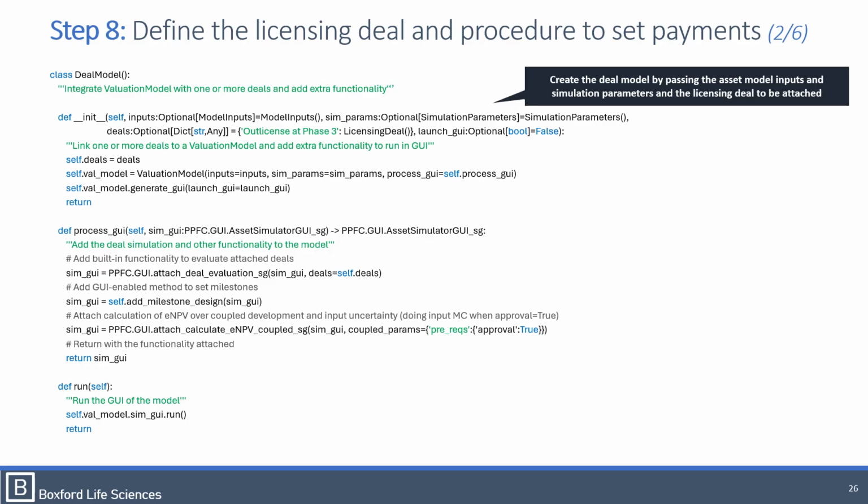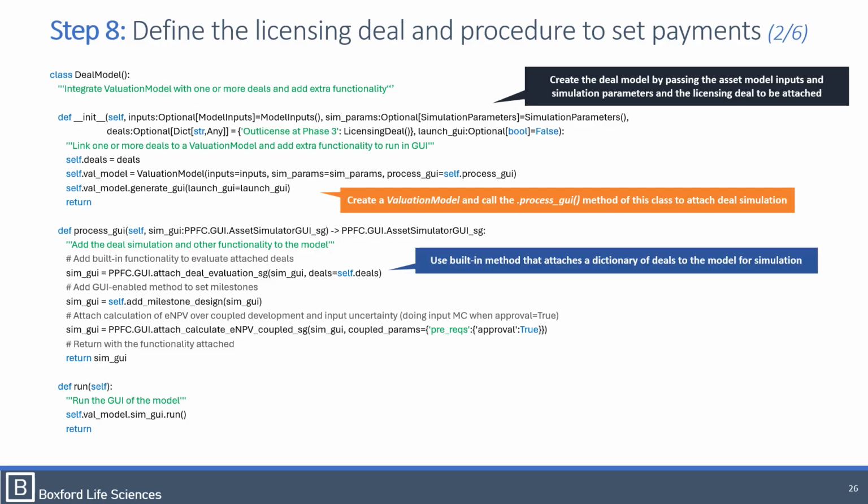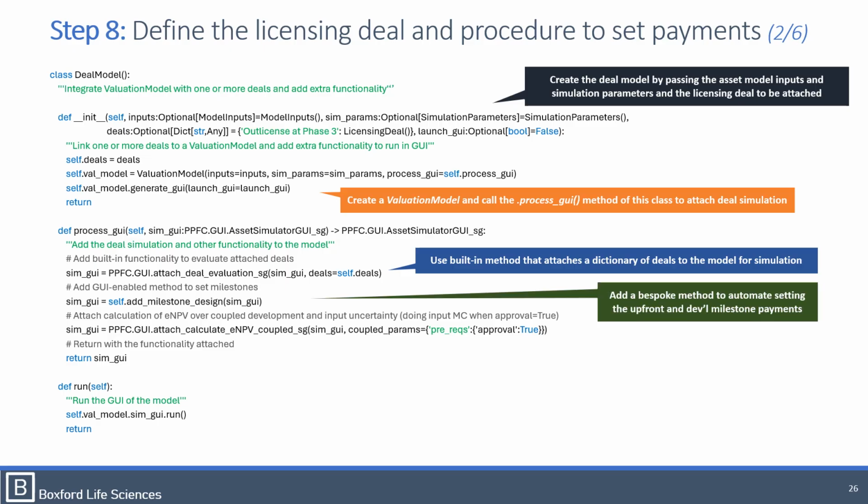generate a GUI process of that valuation model, where we now use this processing function that we've defined in here to attach the deal simulation to it. That process GUI function that we defined, the first thing we do is we add in a built-in functionality to evaluate deals, and we tell it, what are the deals that we want to evaluate. We also then add in a method that we're going to define, which is going to be a design process to specify the upfront and milestone payments based on the asset economics, and then we specify that we want to also add in additional functionality. In this case, it's going to be functionality that does both Monte Carlo over development uncertainty and input uncertainty as well. We then have a run method at the end that runs the simulation whenever we want.